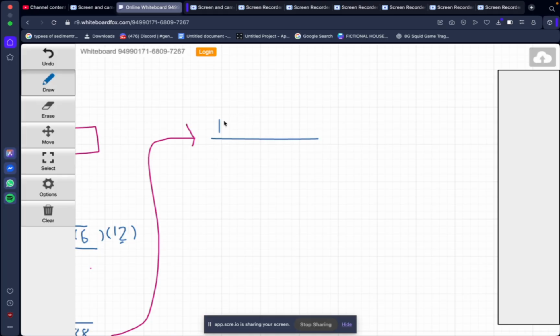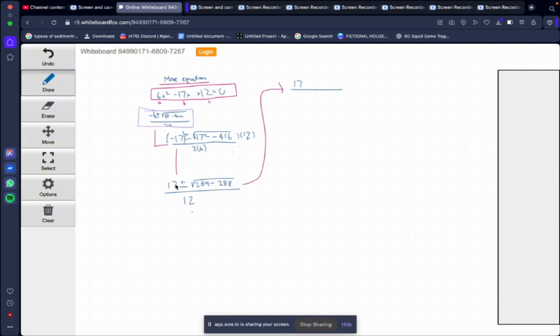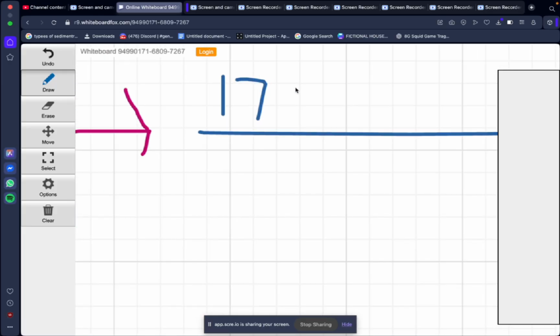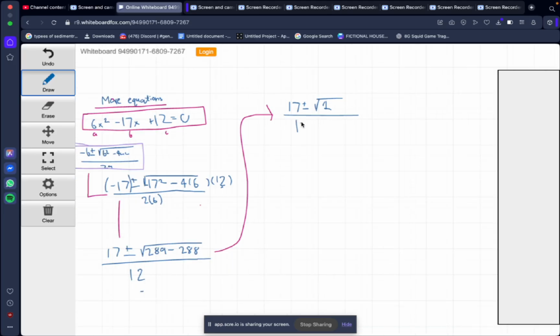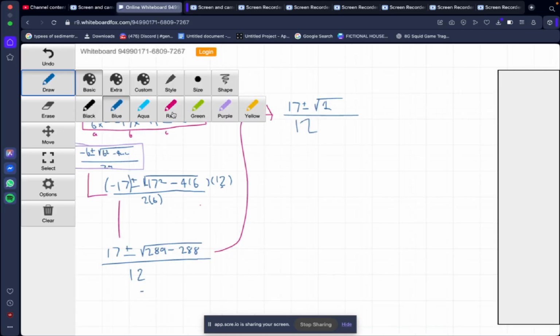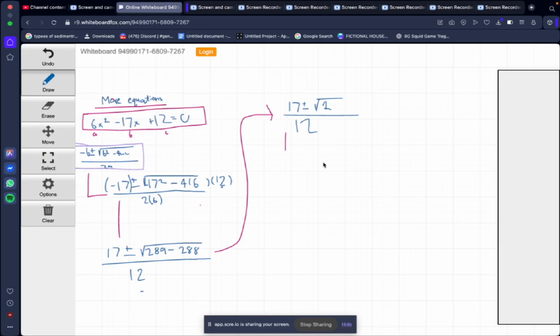So we go 17, because 17 has turned into a positive integer. So we have to plus or minus the square root of 1, which is just 1. So you just gotta go down a bit: 17 plus or minus 1 divided by 12.